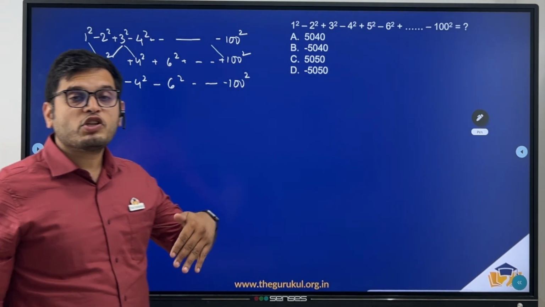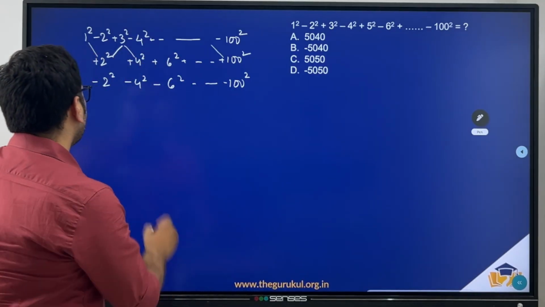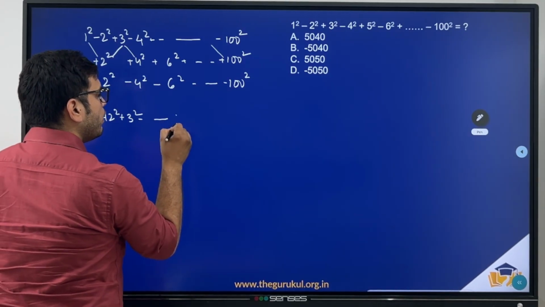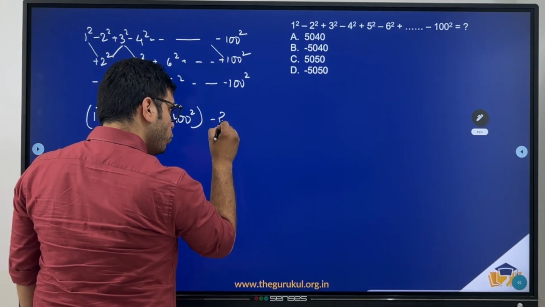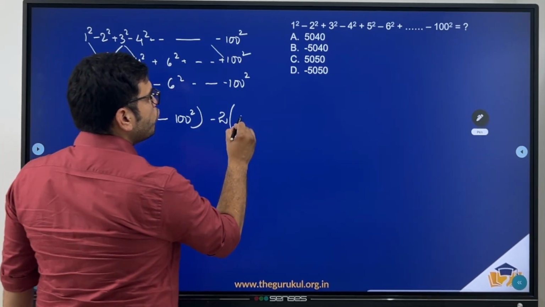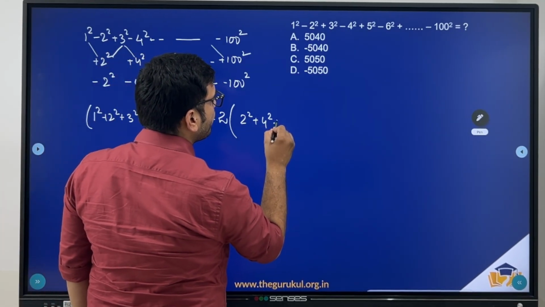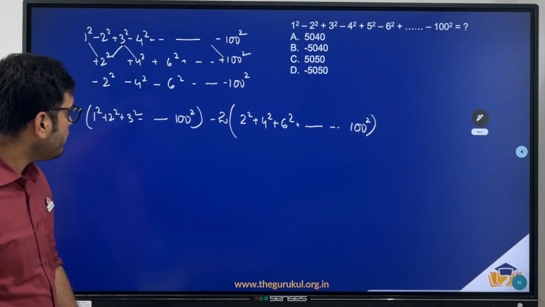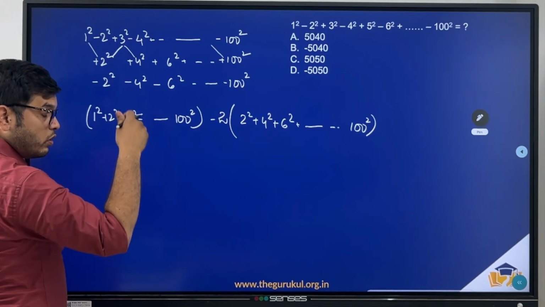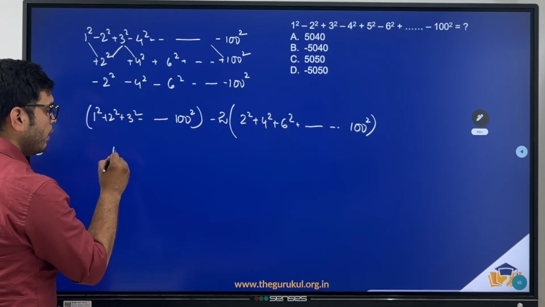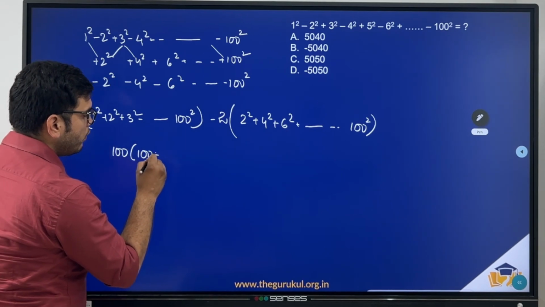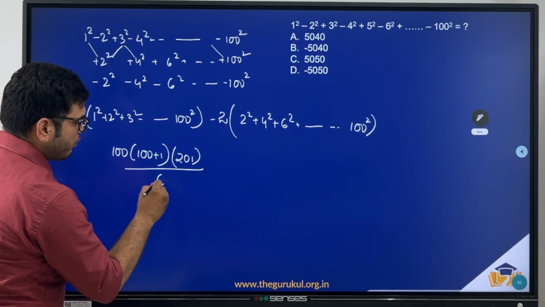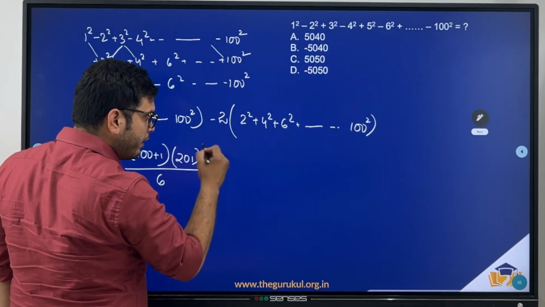Now we have the sum of the squares of first 100 natural numbers, right? So 1 square plus 2 square plus 3 square, so on till 100 square, minus 2 times of 2 square plus 4 square plus 6 square, so on till 100 square, right? Now, the sum of the squares of first 100 natural numbers is 100 into 100 plus 1 into 200 plus 1 by 6 minus, now let me take 2 square common.